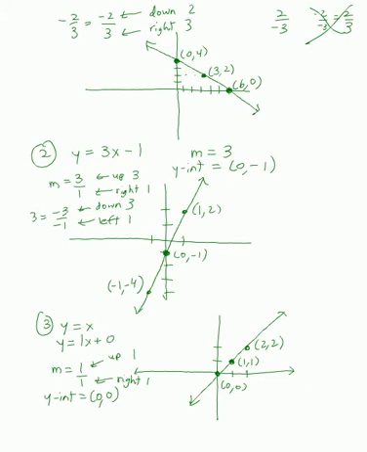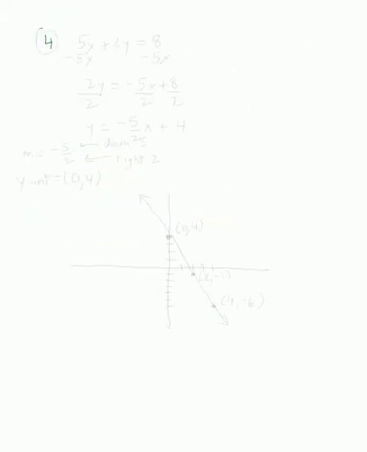Alright, so let's actually practice some tougher ones where we have to put it in slope-intercept form first. Okay, not too much worse, but they do require more work. So this is going to be number 4. I want us to graph 5x plus 2y equals 8. 5x plus 2y equals 8.